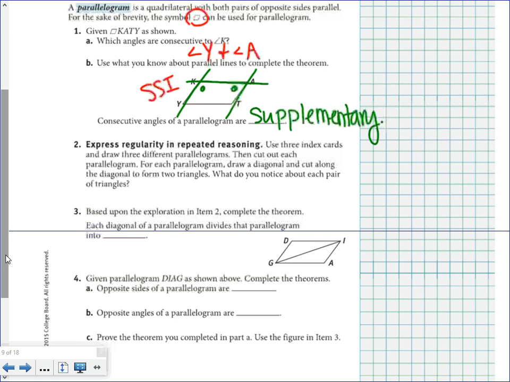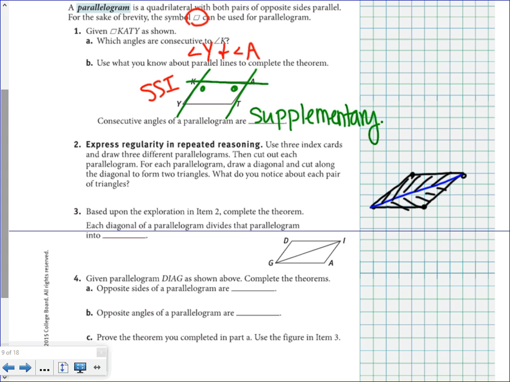Now we're going to look at number 2. They want you to cut out 3 index cards and draw 3 different parallelograms and cut them out and draw a diagonal and cut along the diagonal to create 2 triangles. And they're hoping that you notice something. So if you want to do that, you can. I'm going to just draw a parallelogram here. And then if I draw the diagonal, it creates 2 triangles. And what they're hoping that you notice, this triangle and this triangle are congruent.